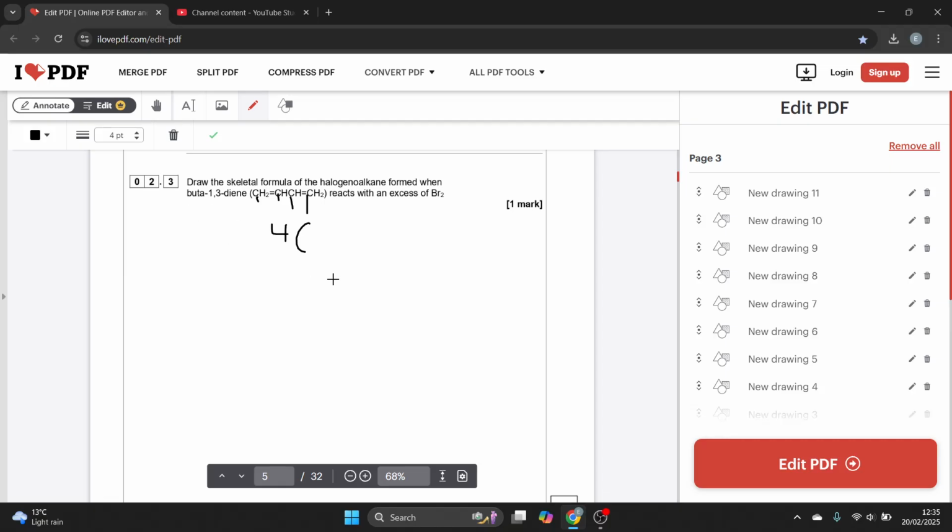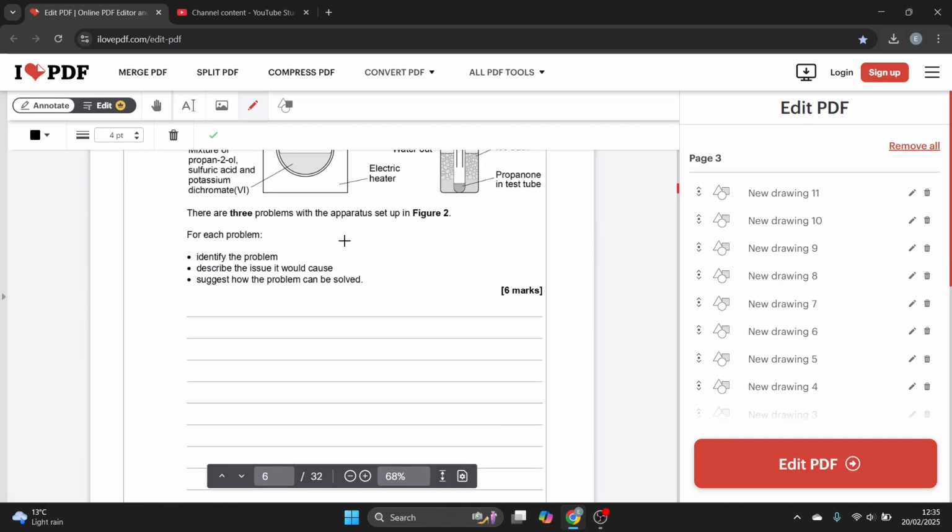First things first, but-: methane, ethane, propane, butane. CH2, but instead of the double bond, I'm going to have a Br here, or a Br here, or a Br here, or a Br here. Remember, it's an excess of Br2, that's why.